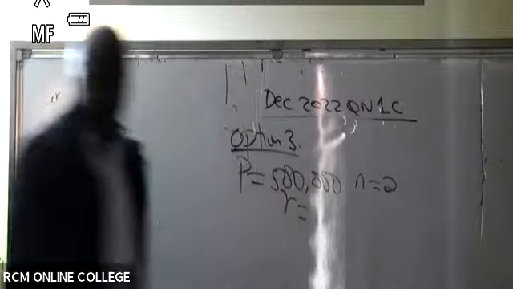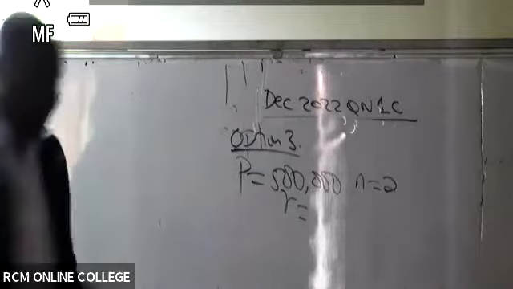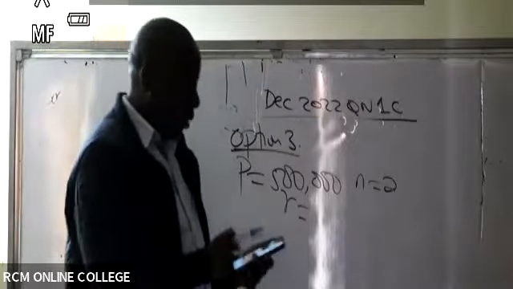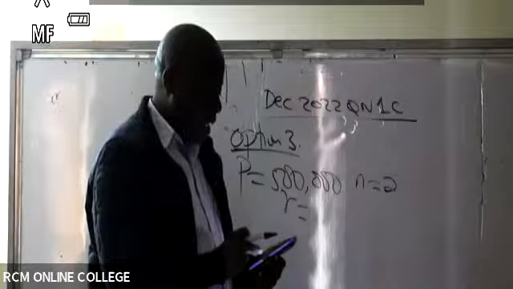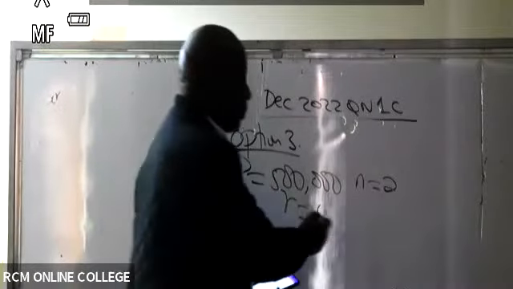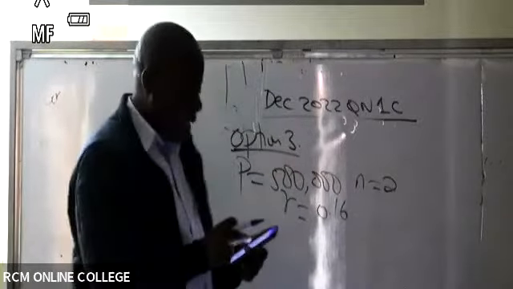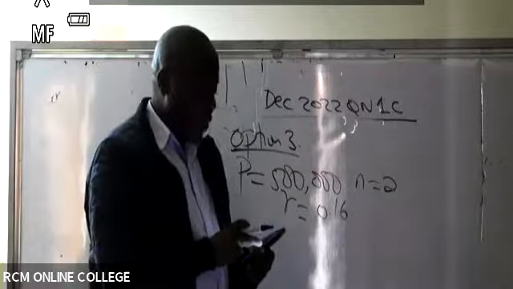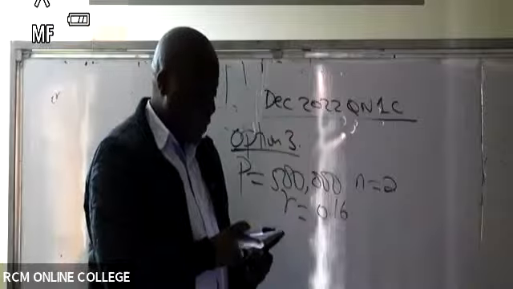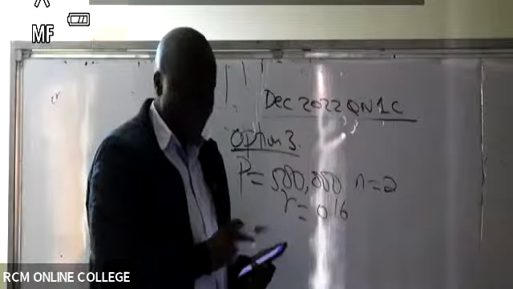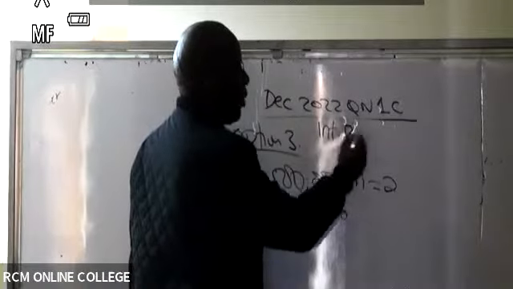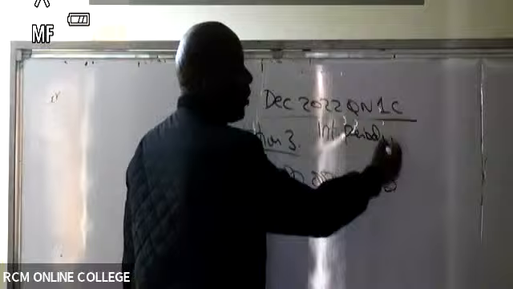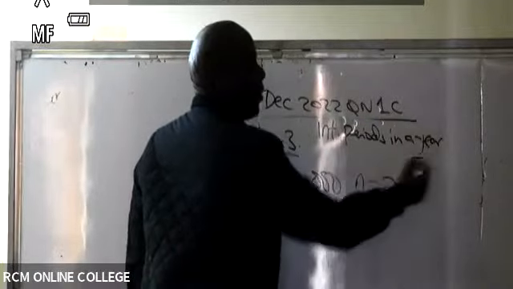But R, there is an abracadabra there. What have they told me about R? They've told me that R is 16%, R is 0.16, and then they have told us that the interest will be paid after every 3 months. So I need the interest periods in a year.